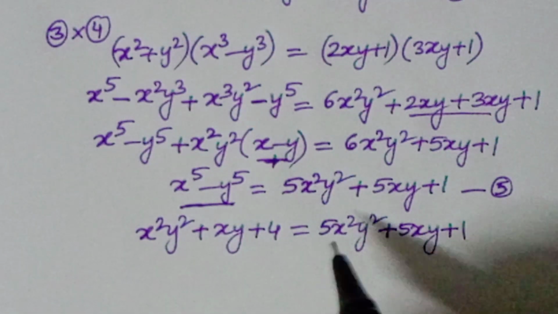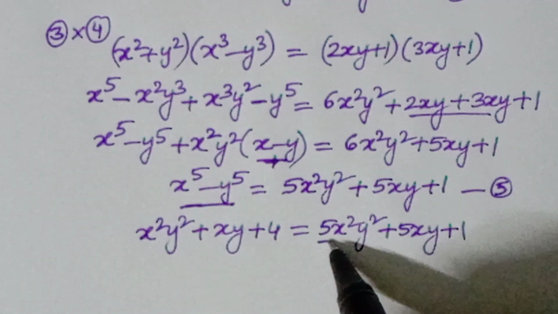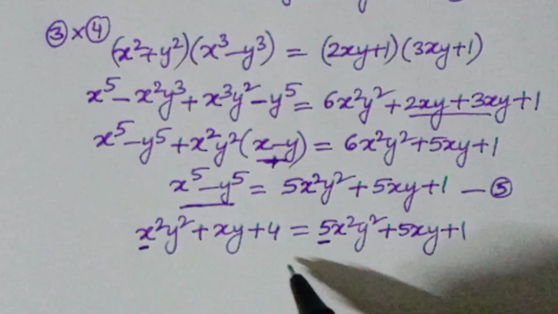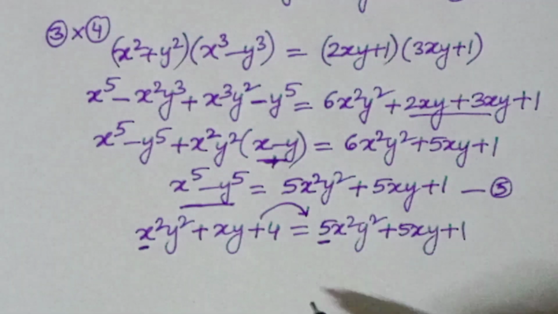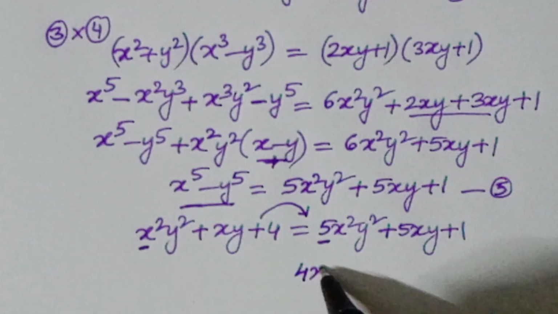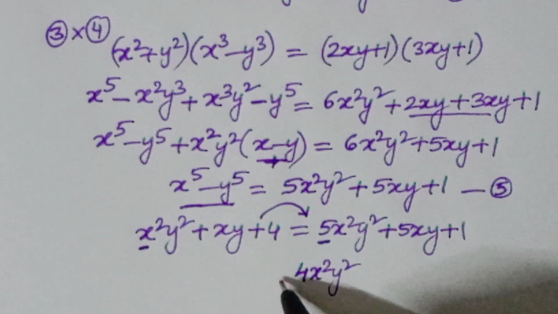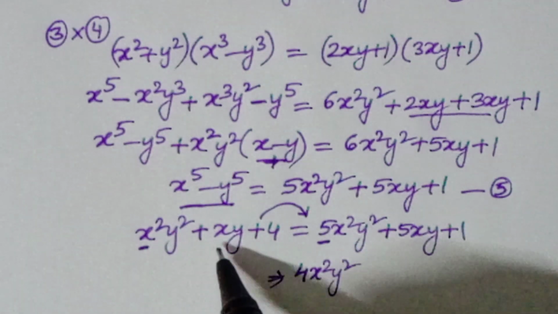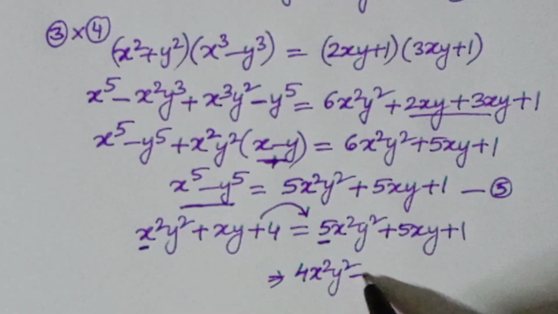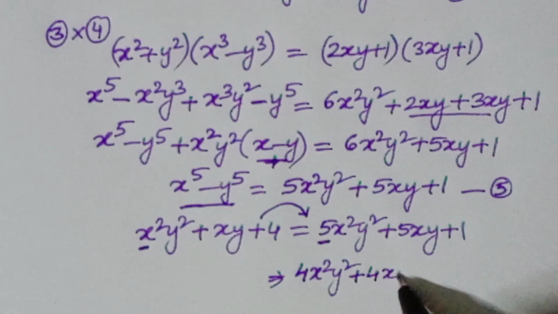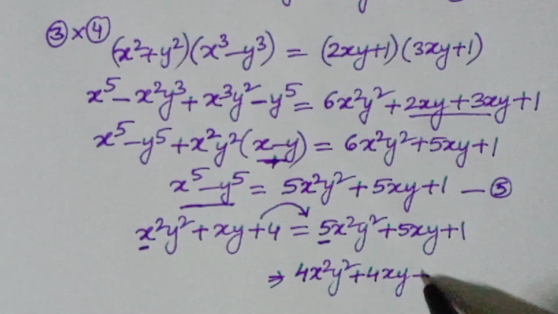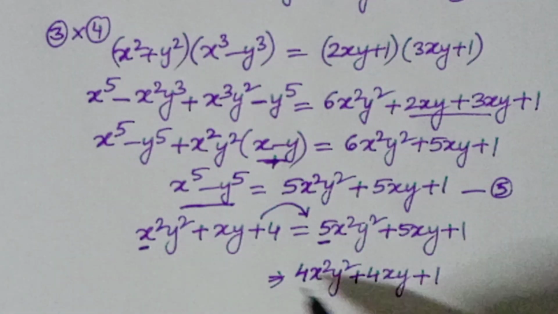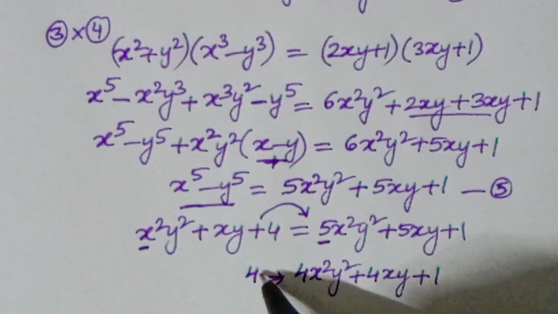Now sending all the terms to this side. So 5x square here, x square y square, sending all the terms to that side, you will get 4x square y square. Next xy we are sending that side, plus 4xy plus 1 now. So I am keeping 4 this side only.